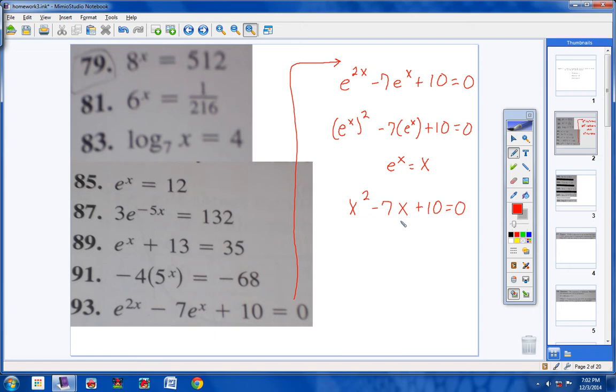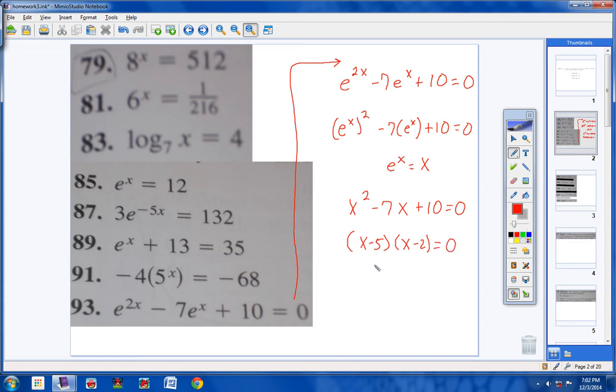Think about it, students. What two numbers multiply together give me 10 and when added together give me negative 7? That's going to be a negative 5 and a negative 2. When I multiply those two numbers together, I get positive 10, and when I add them, I get negative 7. So I'm going to put x minus 5, x minus 2 equals 0.